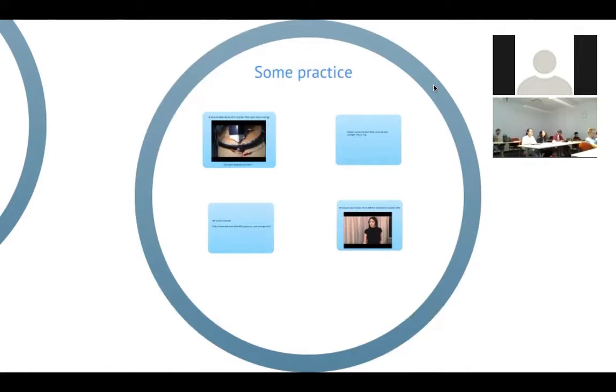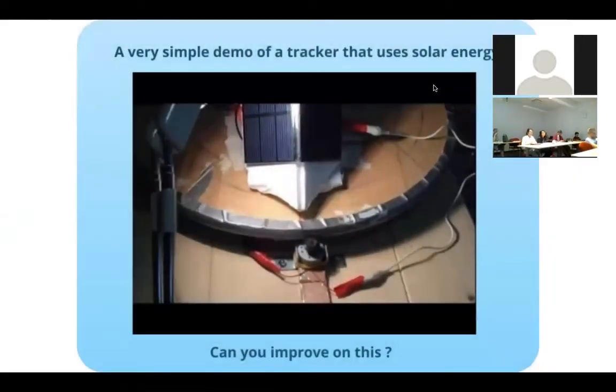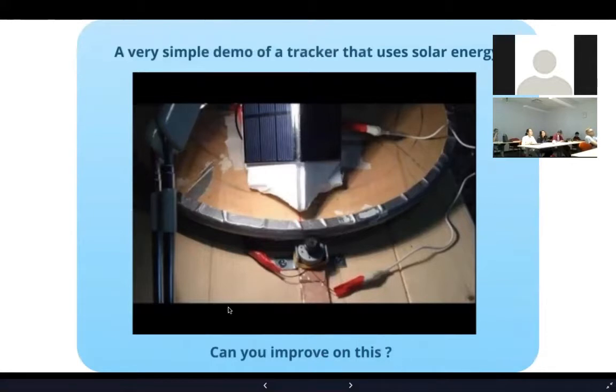But let me show a few examples where I'm going to show two different concentrator technologies. One is extremely simple. It's a very simple science demonstration of a tracking technology which could potentially be used for concentration. So let's look at that first. Okay, this is a very simple demo of a tracker that uses solar energy itself to actually do the tracking. So I'm going to play this, and then I'd like you to think about how you might improve upon this technology.